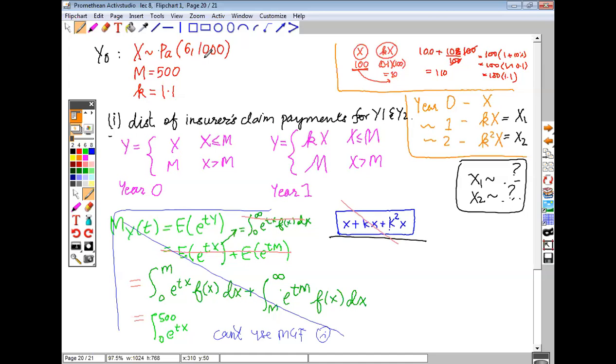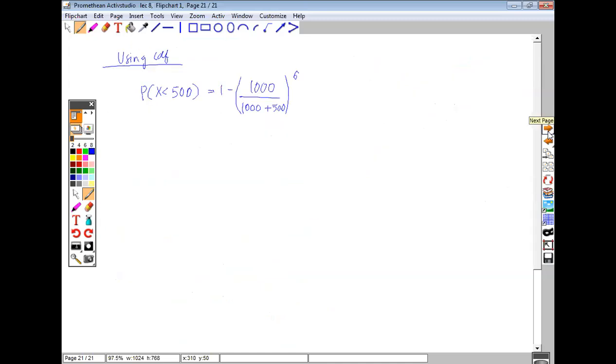Think, what can we do? What should we do? Ma'am, for year one, it will be something like the probability of kX less than 500. Okay, are you talking about year one or year two? Year one. Okay. So this is kX for year one, less than 500, is equal to the same thing as above.